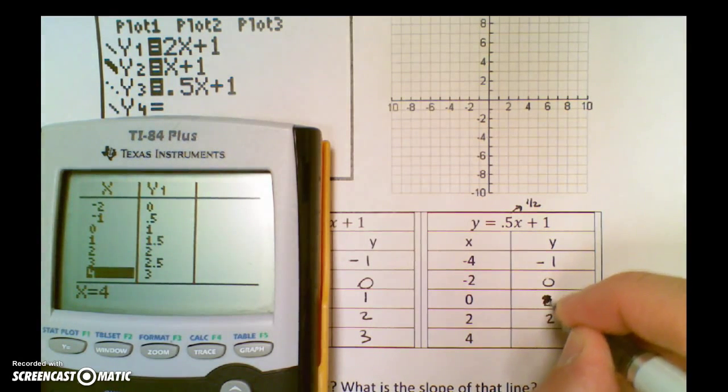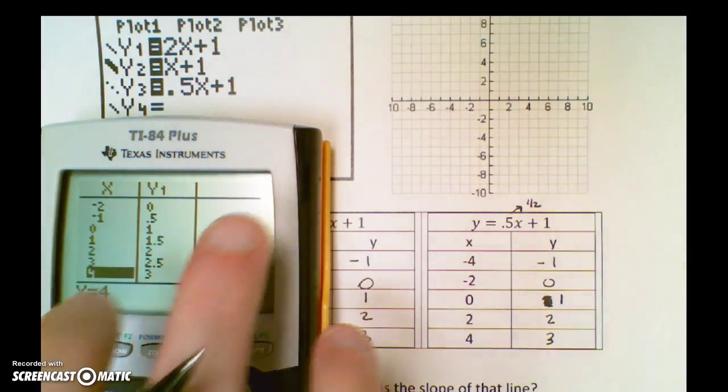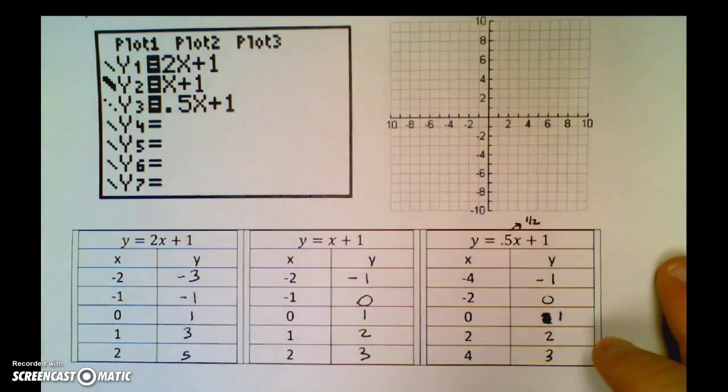Oops, made a little typo there. That should be a 1. 0 should be a 1. 2 should be 2. And then 4 should be 3. So now I have the table of values. I can use these to graph.